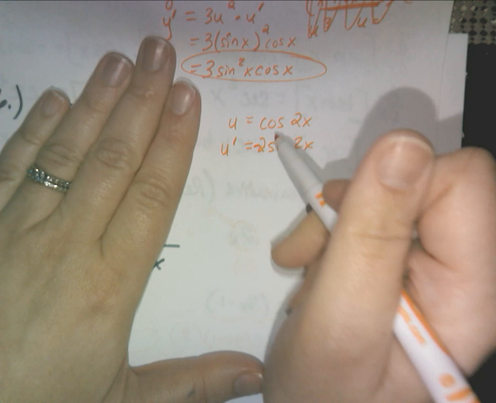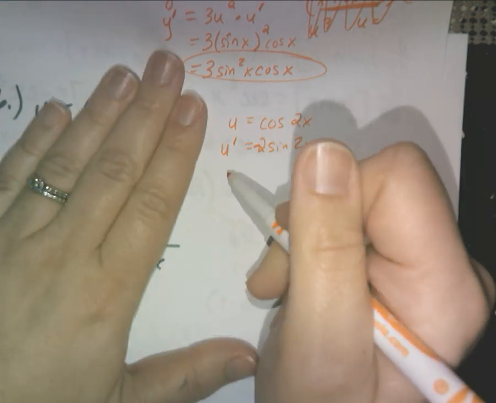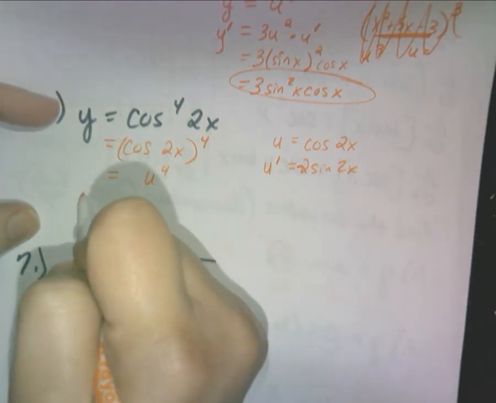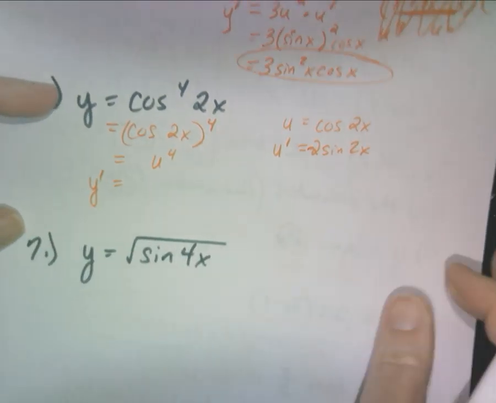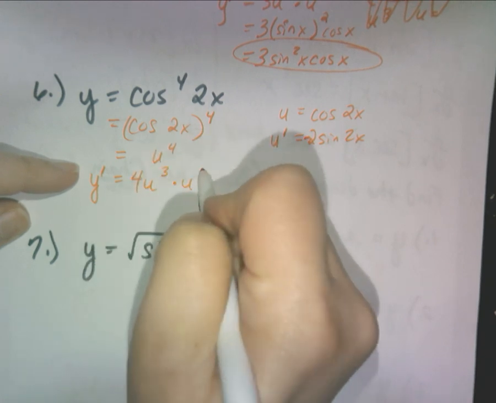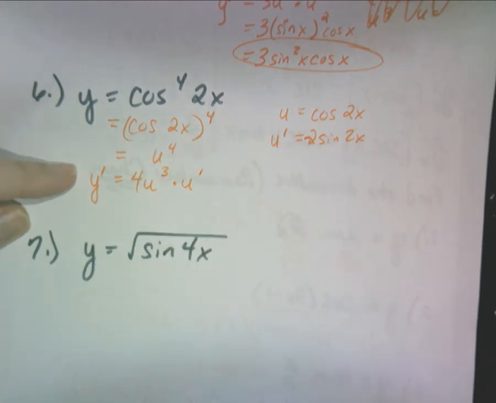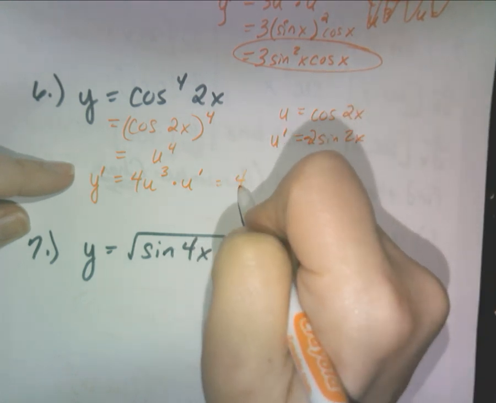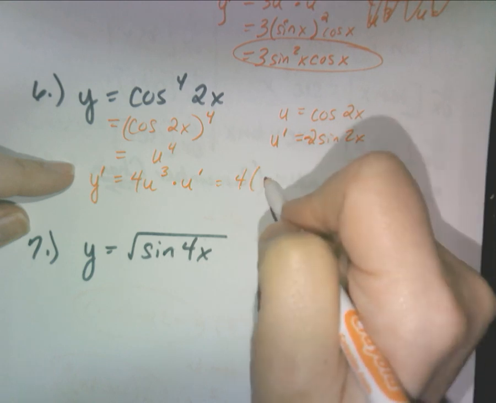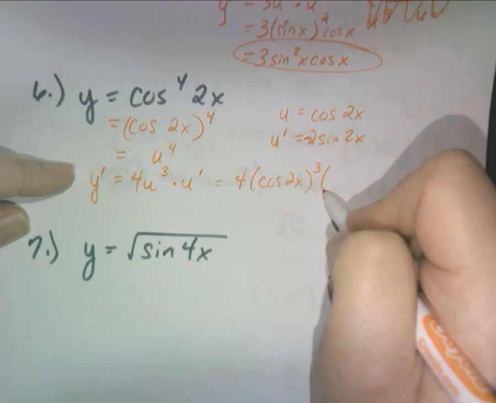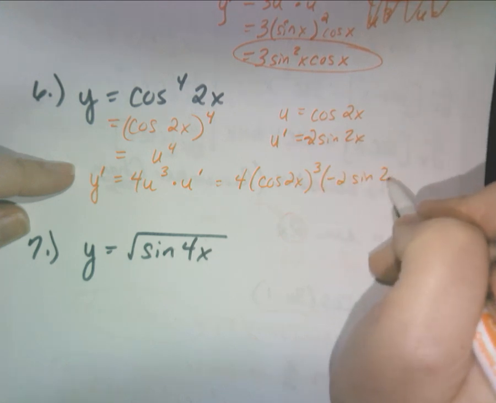All right, so now that we have our u and our u prime, now I'm going to rewrite this as u to the 4th, and I'm going to take a derivative like I just normally would, a u to a 4th. The derivative of u to the 4th is 4u cubed times the chain. Now I substitute it back in. So that would be 4 times what? Cosine 2x cubed times negative 2 sine 2x.